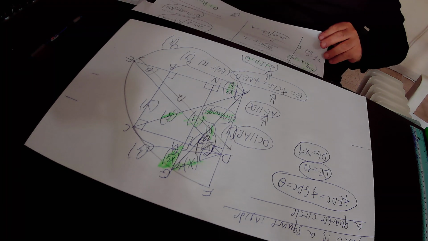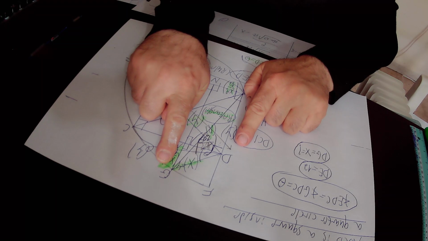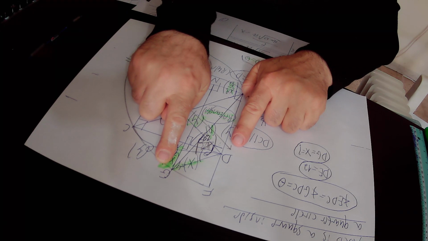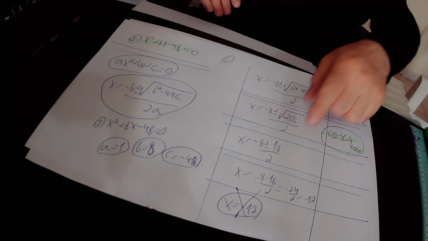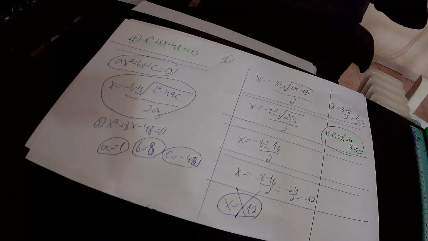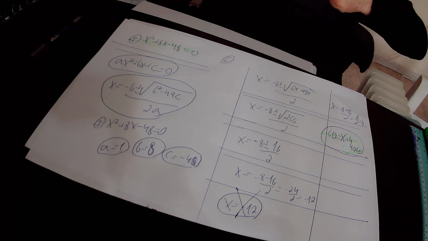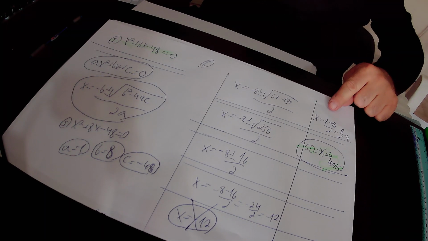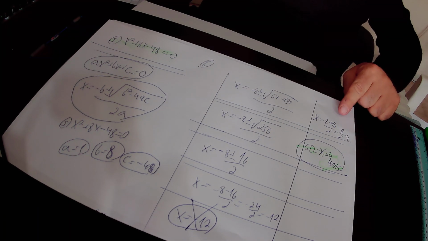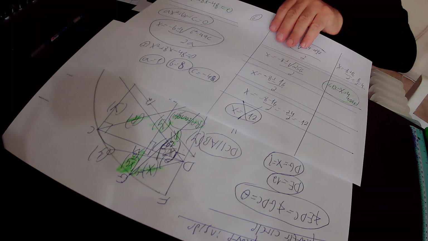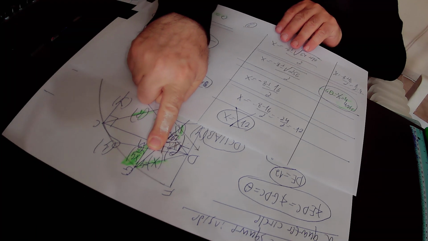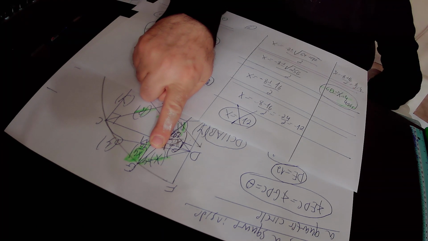But because x is the length of this line 7GD, x is a length, it must be a positive number. It can never be equal to minus 12, which is a negative number. So we cancel this negative solution for x, and we take into account only the positive solution. The positive solution is x equals minus 8 plus 16 over 2. Minus 8 plus 16 is 8, and 8 over 2 is 4. So the length of this line GD, which is equal to x, is equal to 4 units.